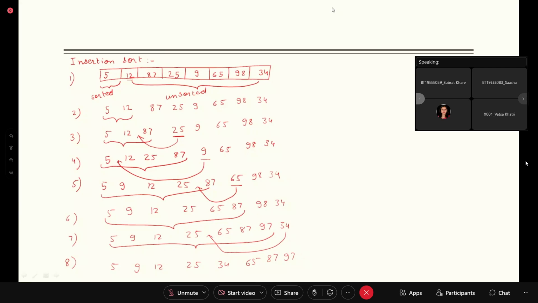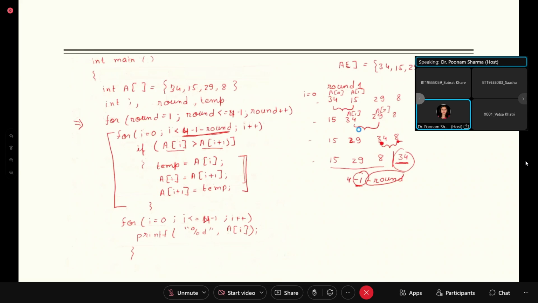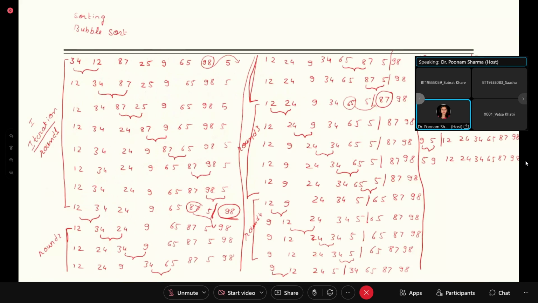So in the last class, if you remember, we talked about bubble sort and the concept of sorting. What we want in sorting is to arrange the numbers in ascending order. In bubble sort, if I go to last day's PPT, we were taking two adjacent elements, comparing them, and arranging them in ascending order.